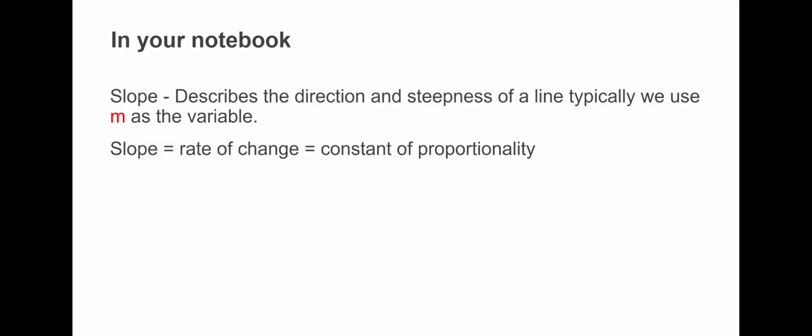So first of all, I want to talk about slope. Slope describes the direction and steepness of a line. Typically, we use m as the slope variable. So slope is the same thing as rate of change. It's the same thing as the constant of proportionality. When we're talking about rate of change, we use the variable k. When we're talking about the constant of proportionality, again, we use k. But with slope, we're going to use m. And that's important that you remember that.